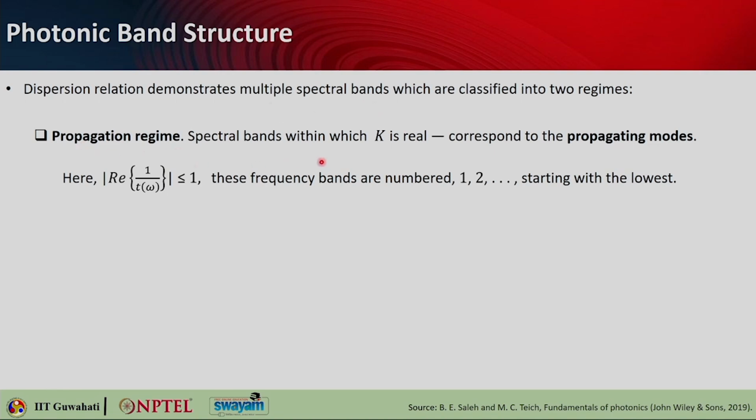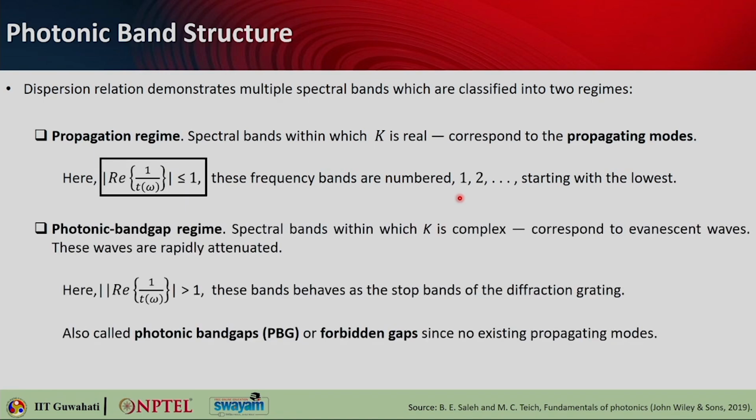Spectral bands within which capital K, the Bloch wave number, is real are the propagating modes. In those cases, the real part of 1 over t, which is a function of omega, is less than 1, and these bands can be numbered 1, 2 and so on, starting from the lowest. Makes sense? And there could be other cases where in some spectral bands this k is complex.